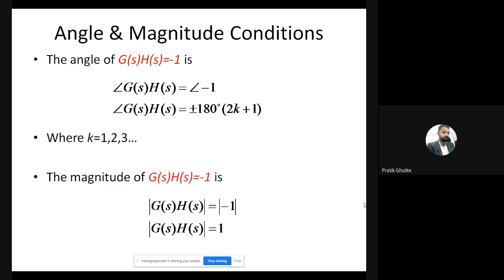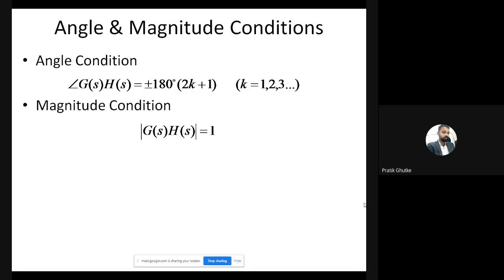And what is the magnitude condition? The magnitude condition of G(s)H(s) equals -1. So take that -1 into mod form: mod of G(s)H(s) equals mod of -1. Mod of -1 becomes 1. So mod of G(s)H(s) equals 1. This is your magnitude condition.